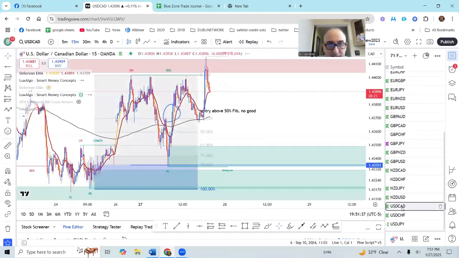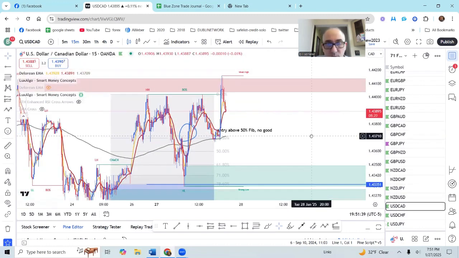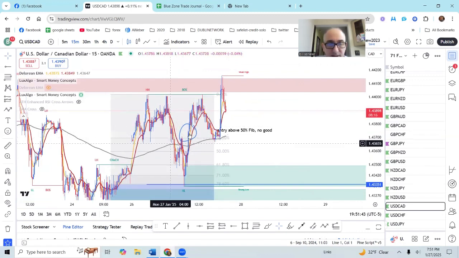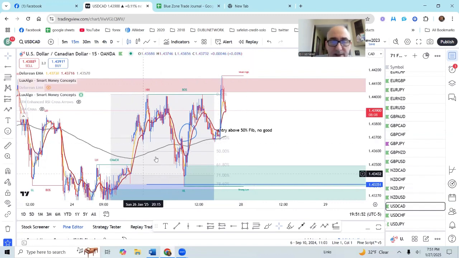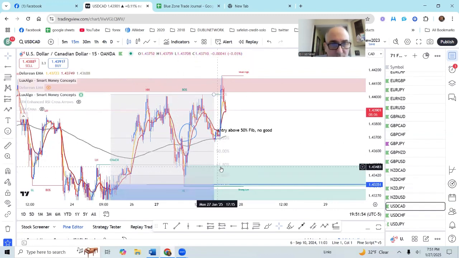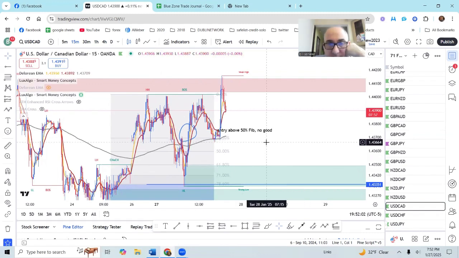Okay, USD CAD. This one was another one where we did get a potential entry, but that entry was in the premium zone. And so when you're buying, you only want to buy in the discount zone, not the premium zone. So that's why we would not have taken this trade.